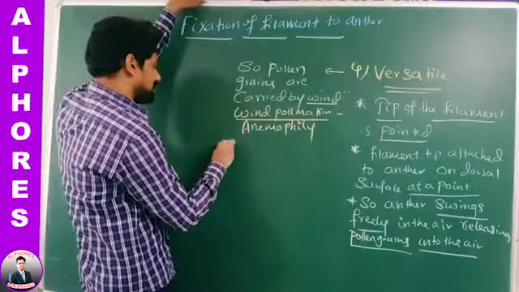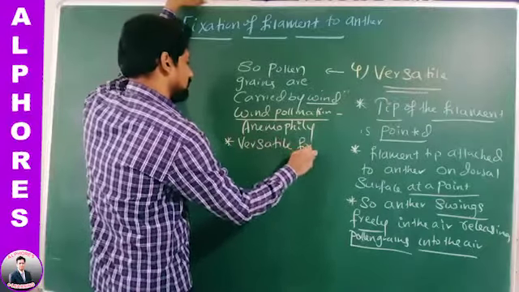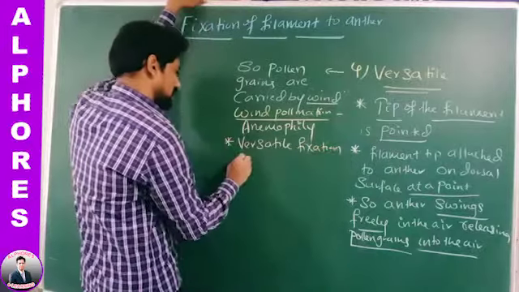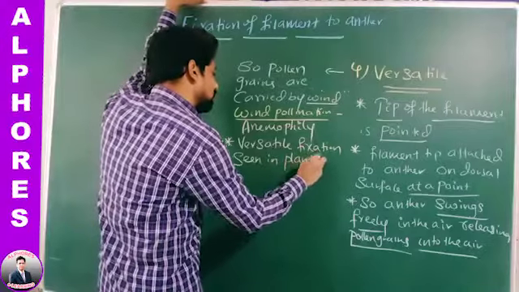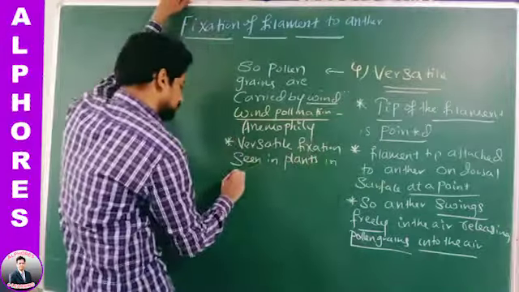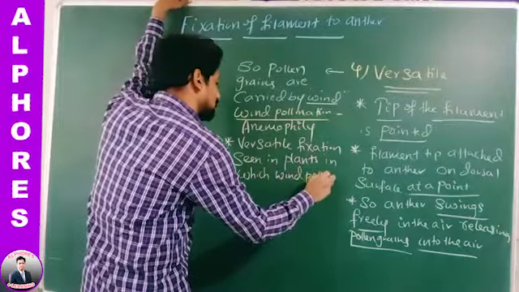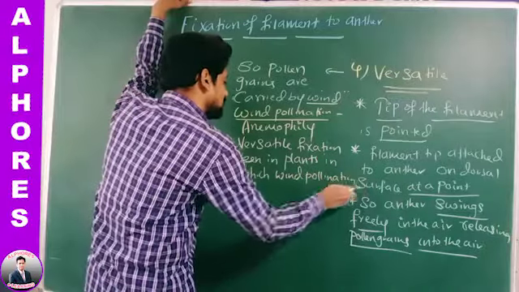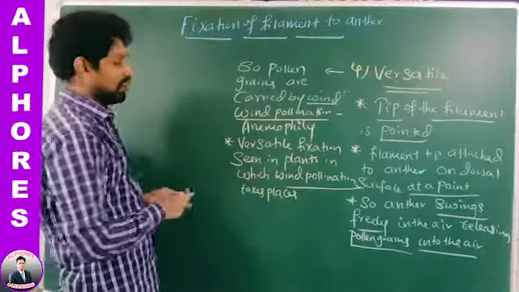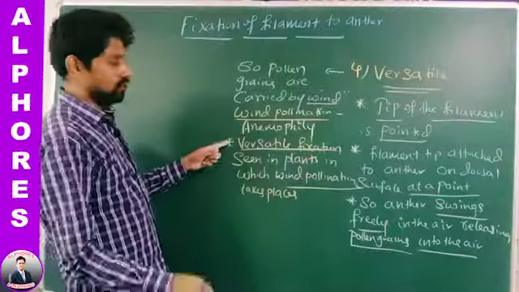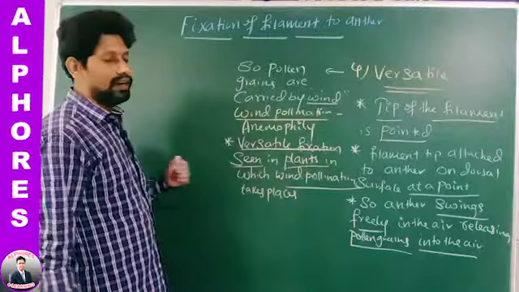Therefore, versatile fixation. What is it? Versatile fixation is seen in plants in which wind pollination takes place. The plants in which wind pollination takes place, in such plants versatile fixation is seen.